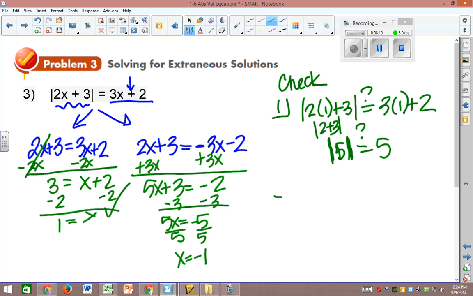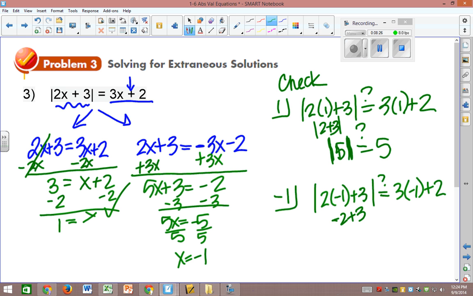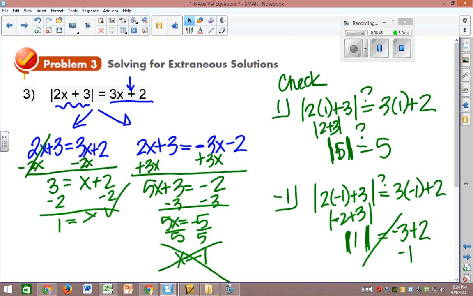Good. All right, negative 1, so 2 times negative 1. I like your question mark above the equal sign, because we don't know. By the way, we can't say equal because we don't know. Is it equal? So negative 2 plus 3 is 1. Looks like 1. Is that equal to negative 3 plus 2? That's negative 1. You might be tempted, but that is not true. Nope, because absolute value of 1 is 1, not negative 1. So we got an extraneous solution there. So we've discovered negative 1 is an extraneous solution.